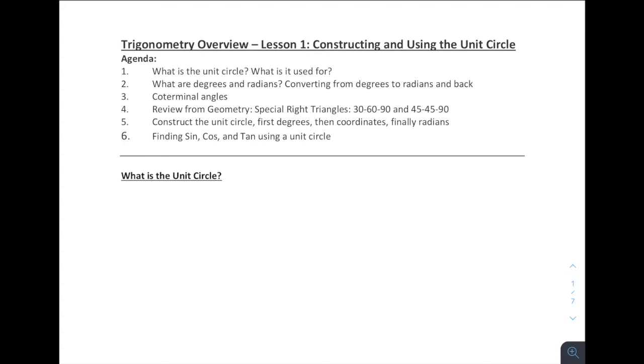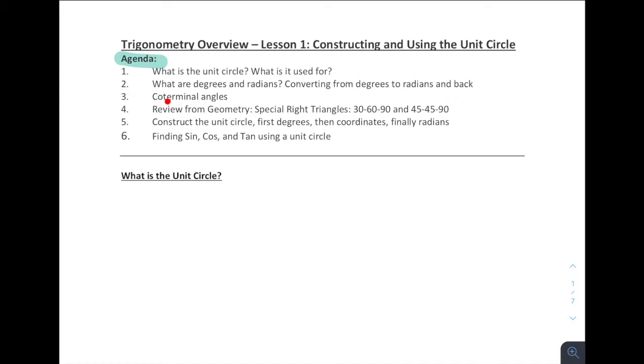All right, for today's lesson on constructing and using the unit circle, we've got a couple of items that we're going to be focusing on. Our agenda for today is first, what is the unit circle and what is it used for? Second, what are degrees and radians? And how do we convert from degrees to radians and back?